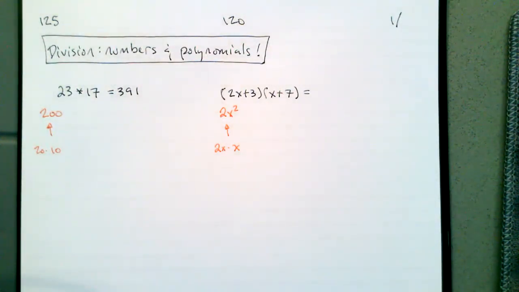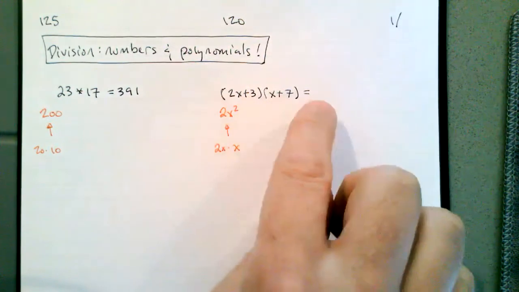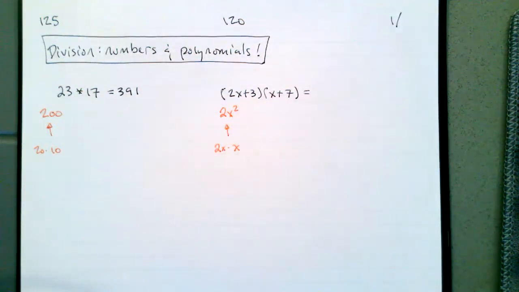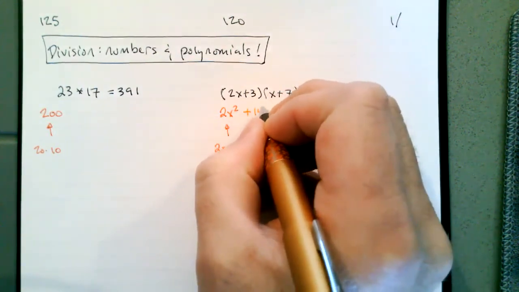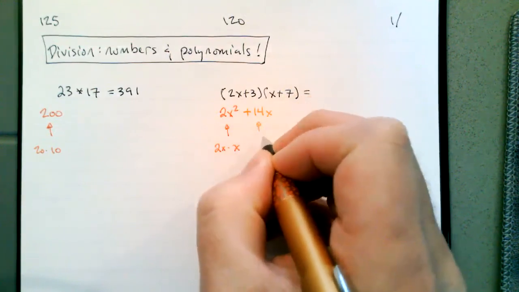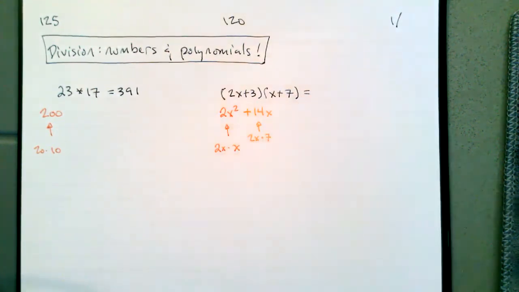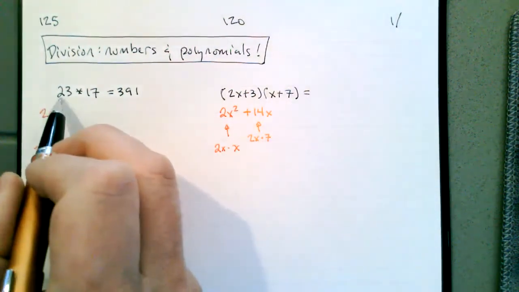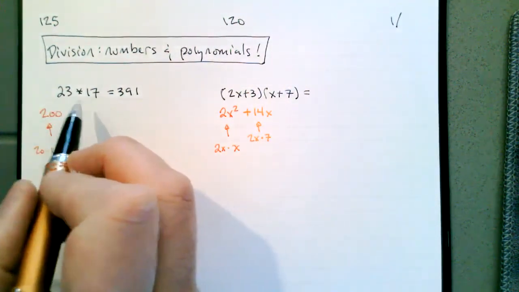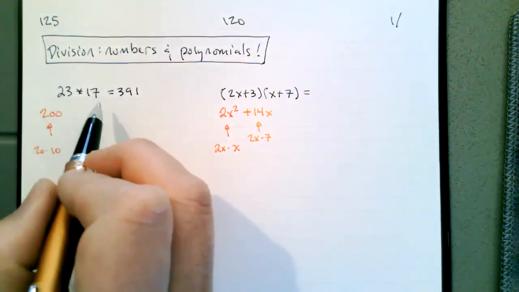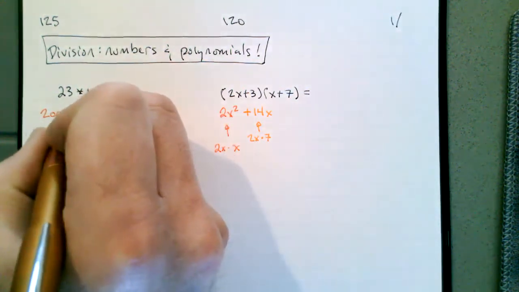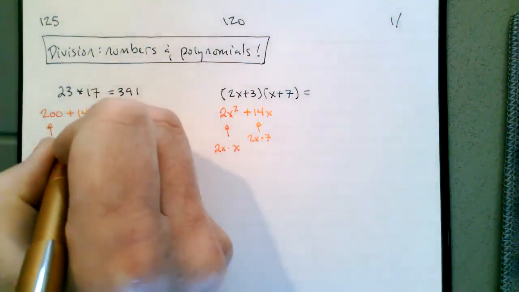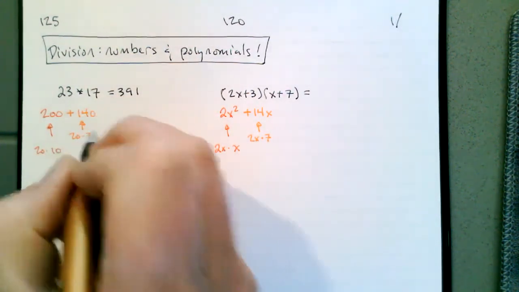Next, I need to multiply the 2x. So I multiplied the 2x by the x. I also need to multiply the 2x by the 7. So 2x times 7 is 14x. So that is the 2x times the 7. And just like we multiply the 20 by the 10 to lead off, I'll multiply the 20 by the 7. Every digit in one number gets multiplied by every digit in the other number. So 20 times the 7 is 140. So 200 plus the 140. So that is 20 times 7.